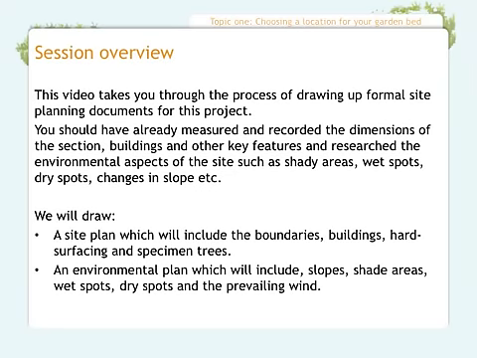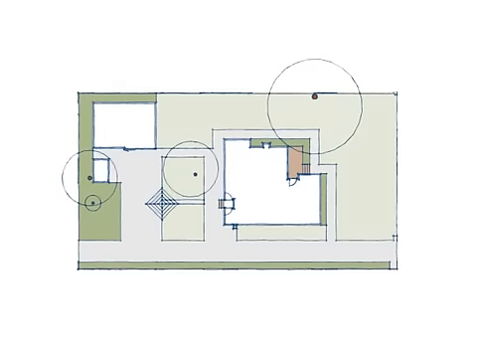This video takes you through the process of drawing up formal site planning documents for this project, now that you've measured and recorded the dimensions of the section, buildings, and other key features. We will draw a site plan and an environmental plan. The first thing to do is work out the scale at which you will draw the site plan. Before we can do this, we need to understand how scale works.